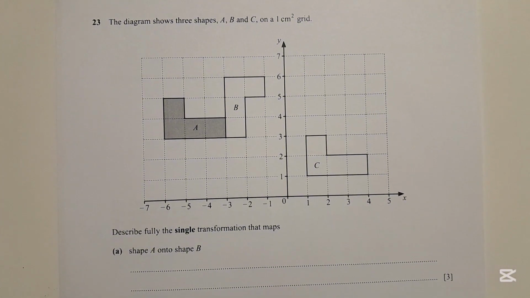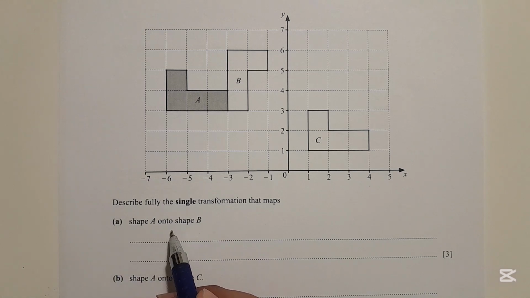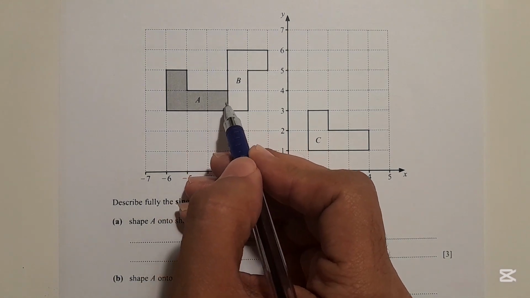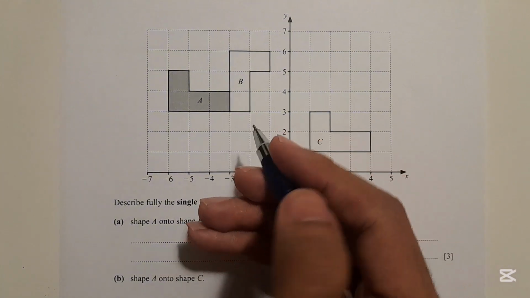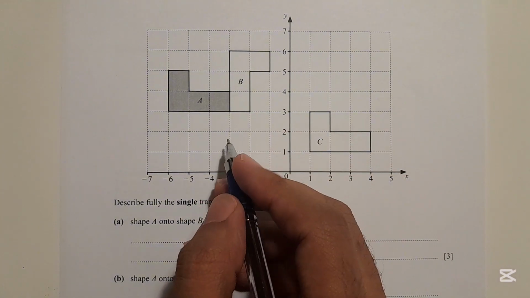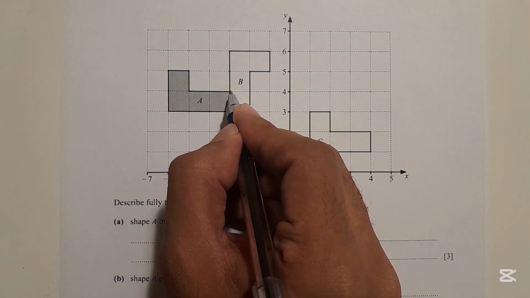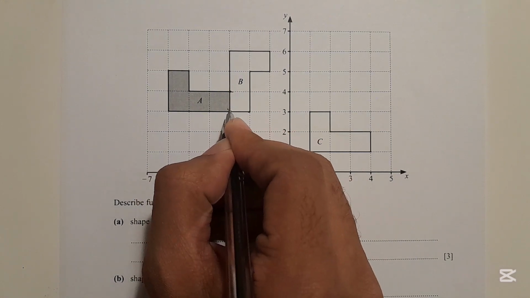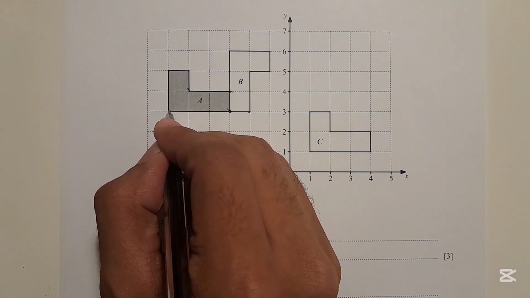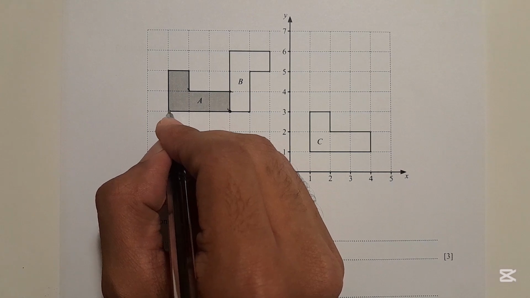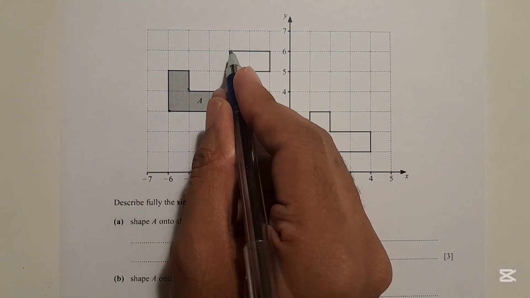Describe the single transformation that maps. Part A states shape A into B. So shape A into B is a rotation about what point? About -3, 3, because if we rotate from here, this point will stay here, and this point will move 90 degrees clockwise. So this one will come over here.